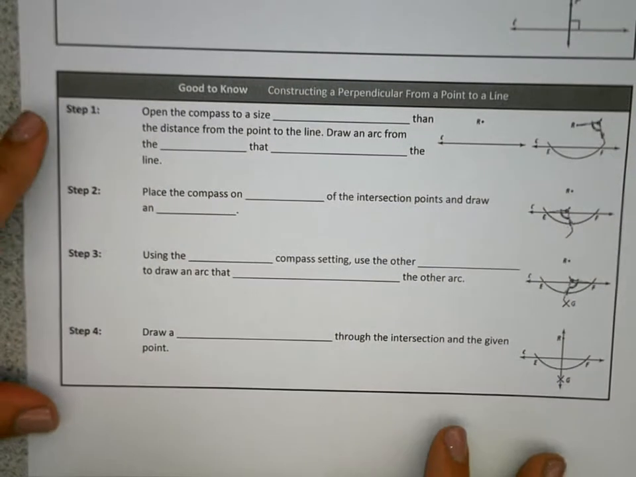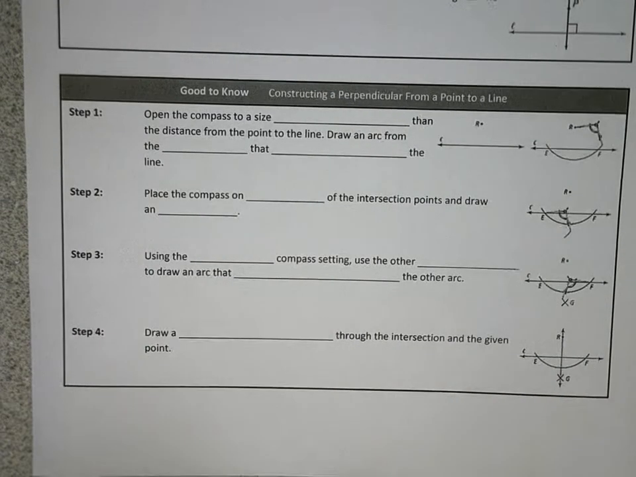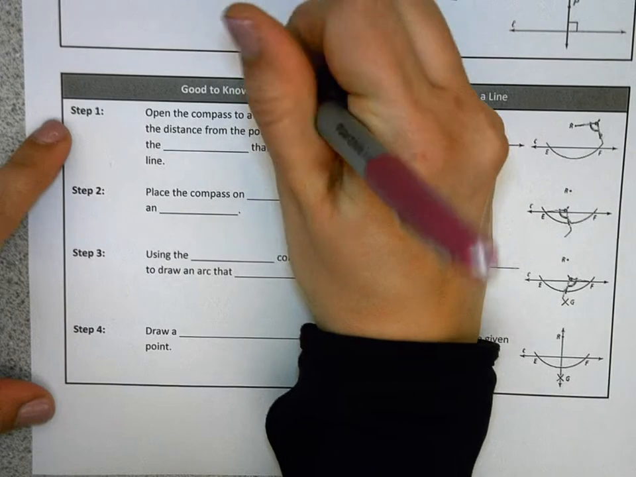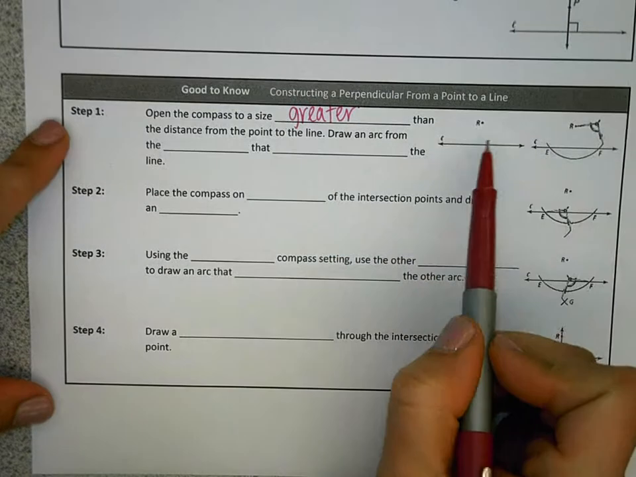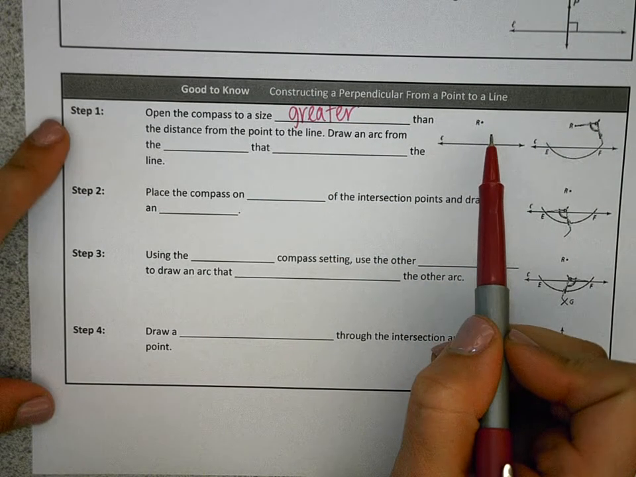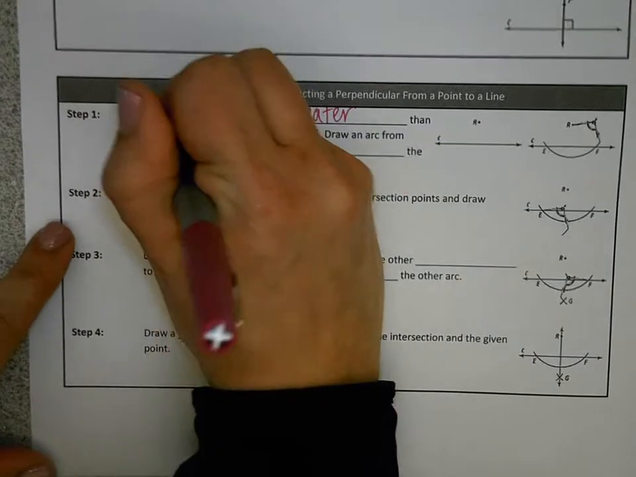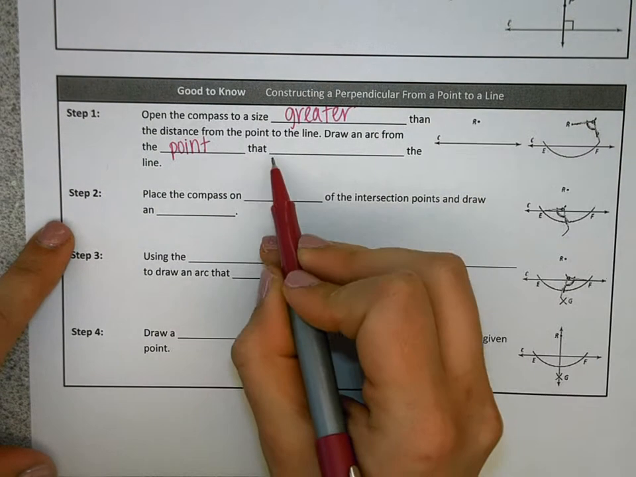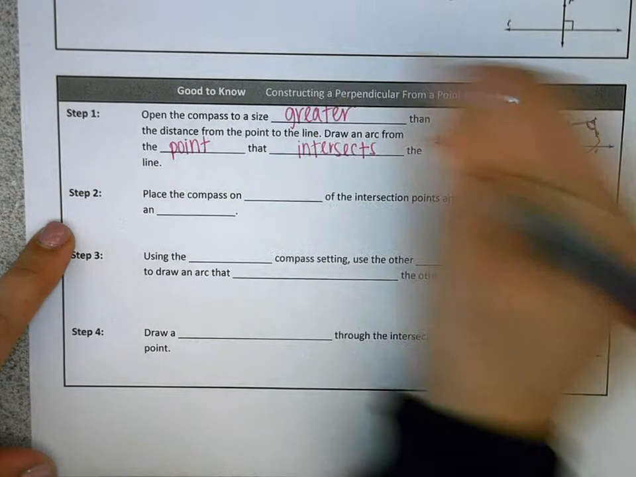This one I think is the most fun, but it's the most steps when you write it all out. So what you're going to do is open your compass to a size greater than the distance from the point to the line. So however far this point is to the line, I need my compass to be greater than that. And you're going to draw an arc from the point. So using the point as your endpoint, you're going to draw an arc that intersects the given line. So we're going to draw a big old loop.